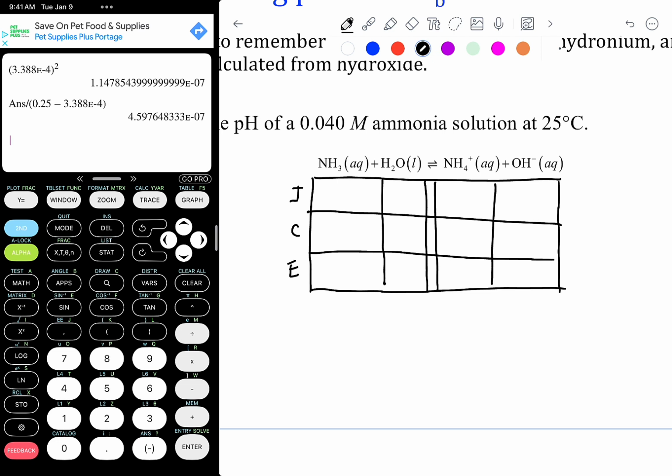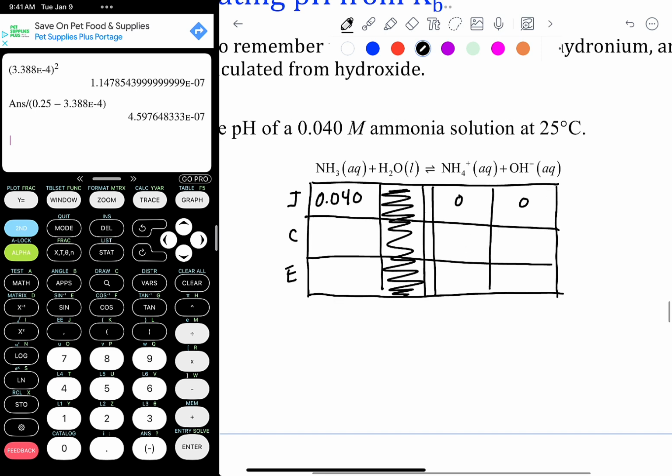We're going to ignore water because it doesn't contribute. We know the initial concentration of ammonia is 0.040. The initial concentration of our products is 0. The change column is just like our weak acids, minus X and plus X. That's still the same; they're still changing in the same way. And then we find our equilibrium, 0.040 minus X, and X.